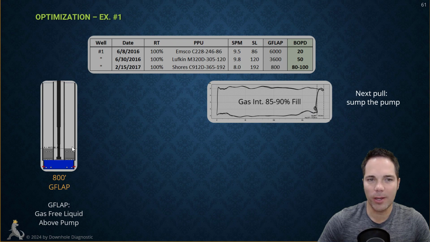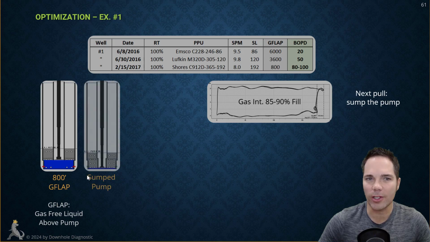And secondly, since they're pumping the fluid level down, if they can drop the seating nipple, they can take more of the hydrostatic pressure off of the formation here to get even more production. And this is what it looked like after they sumped the pump.